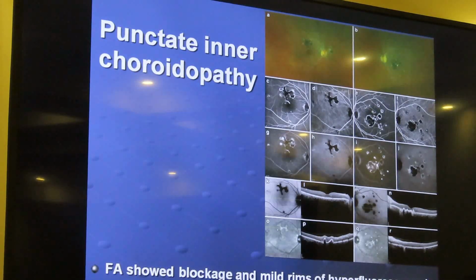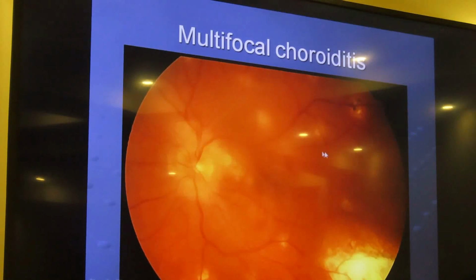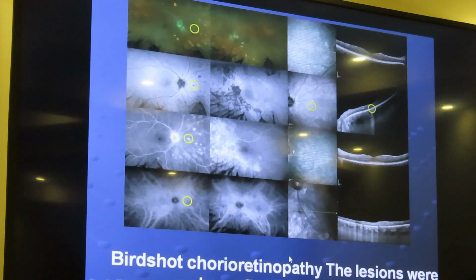This is punctate inner choroidopathy, where the rims of hypofluorescence early and late are stained around the disc. And multifocal choroiditis, you see? Focal small-point choroiditis, birdshot choroidopathy. All of these lesions are under a very big entity called choroiditis.